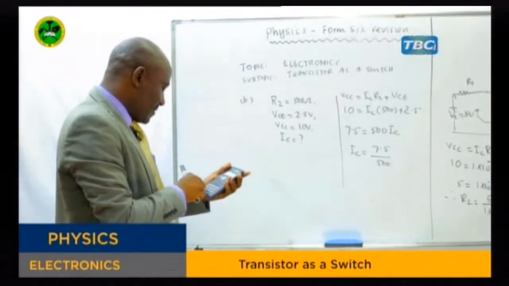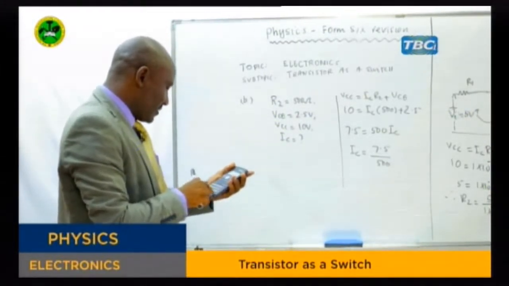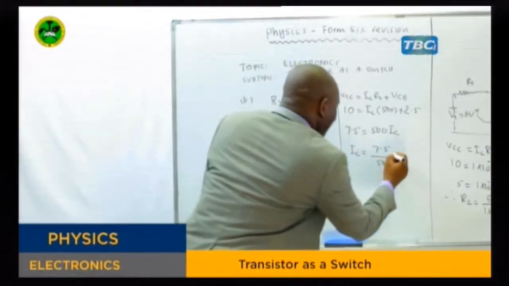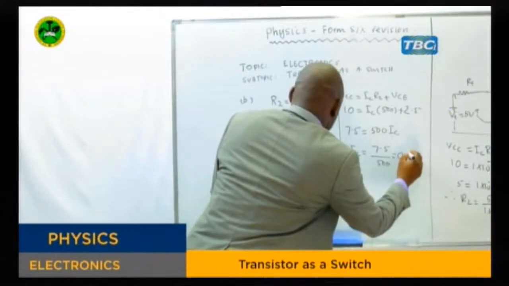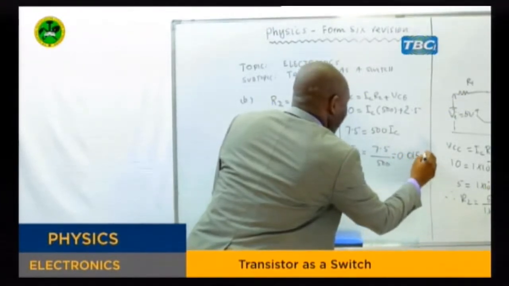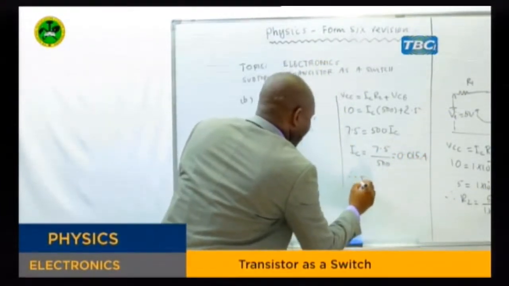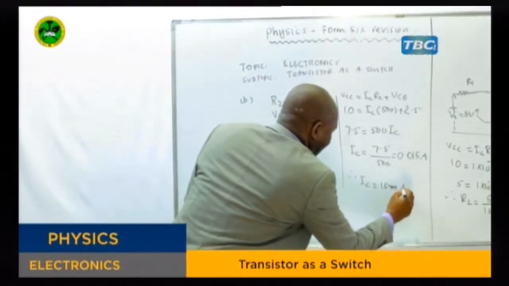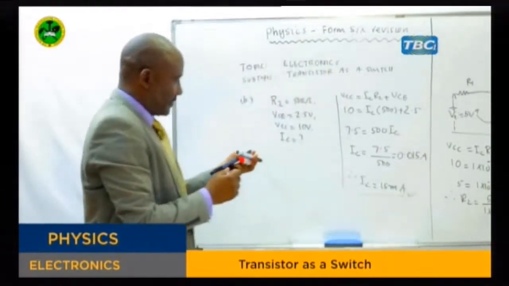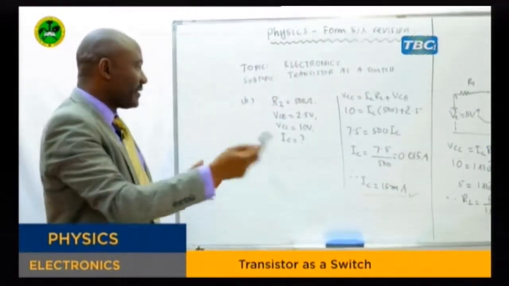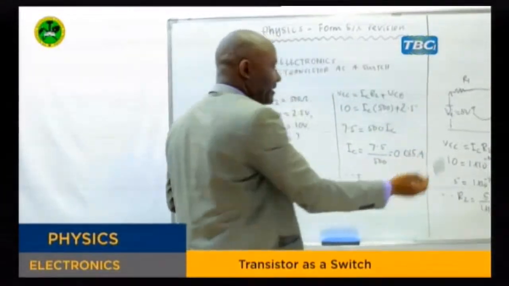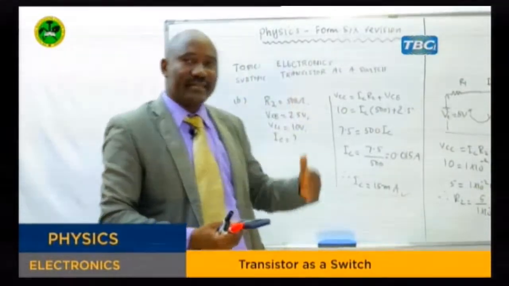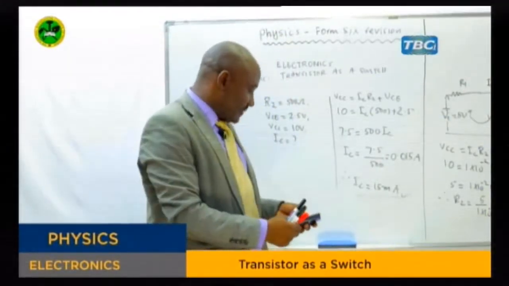7.5 divided by 500 gives us 0.015 ampere. So that value is almost 15 milliampere. So you see 15 times 10 negative 3, that's milliampere. So that's how you can find the value of R2. That's what we did in the first part of this topic.